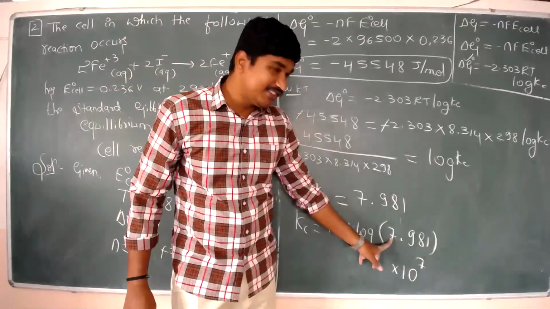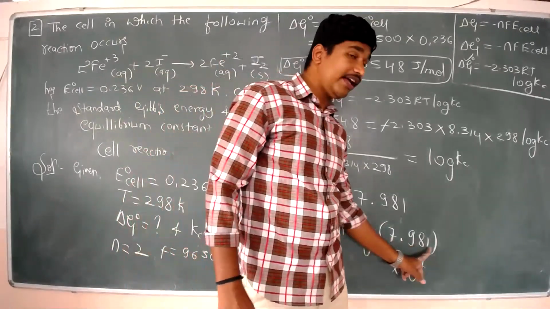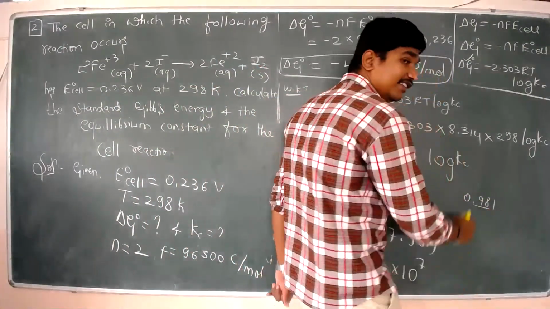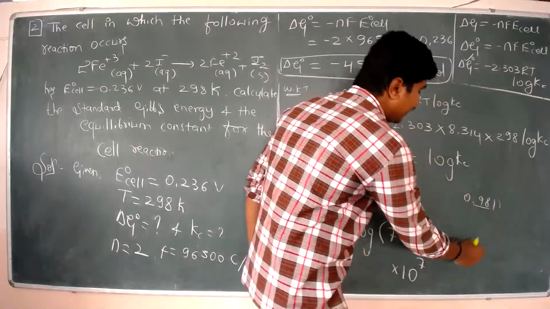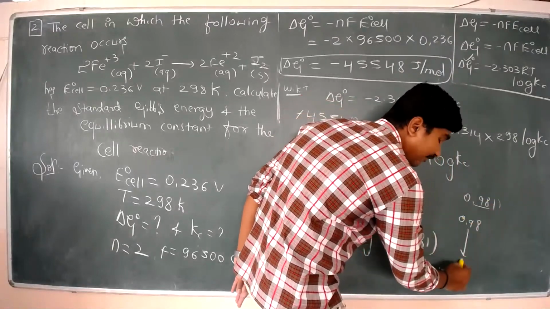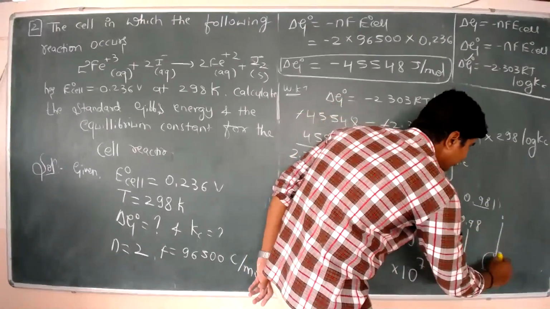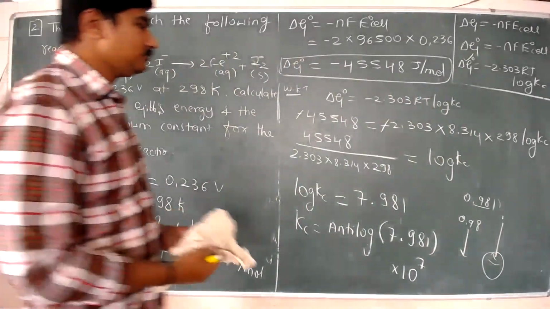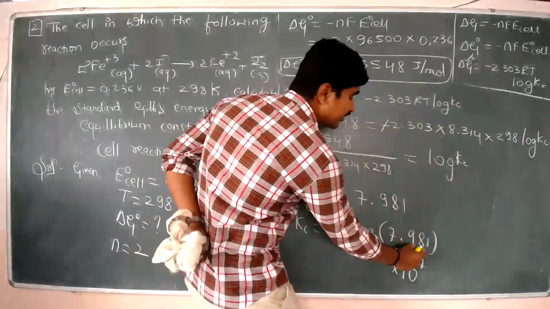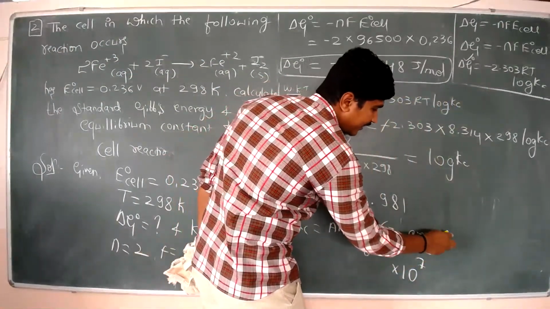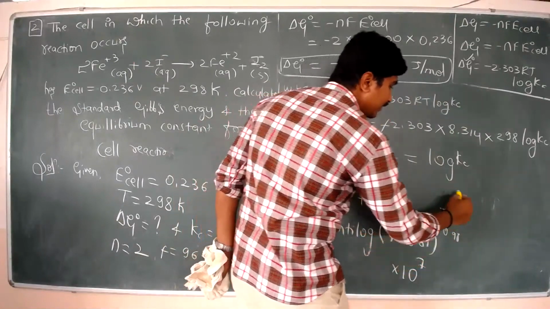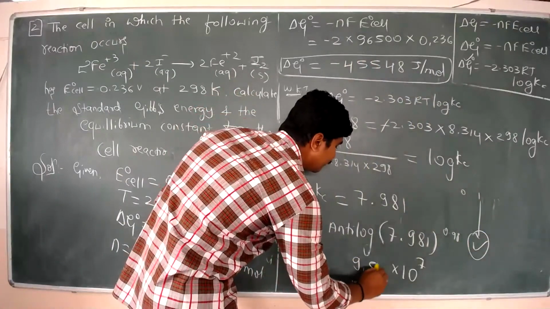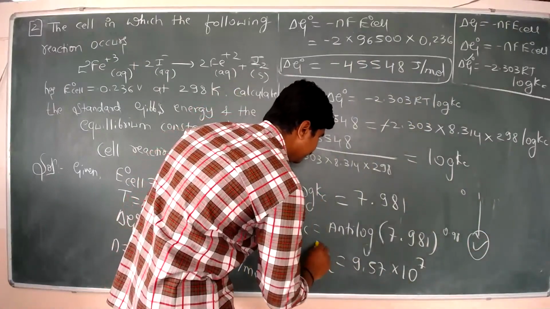After taking this one, what is left? 0.981. In the anti-log table, just check 0.98, and then 1 is there. You have to search for 0.98 first, and then in the column for 1, select that value. That will be equal to how much? 9.57. First two digits you search, you will get 0.98 in the anti-log table. After that, the 1 column. Just check that value. It will be 9.57. This is the equilibrium constant.